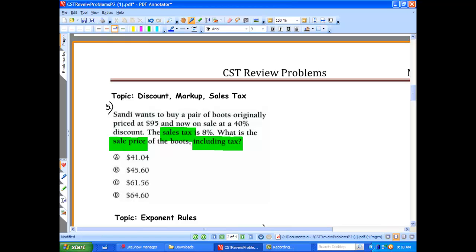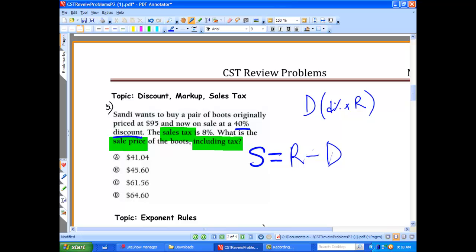First, we have a 40% discount. That means we have a sale price. Our sale price, if we use the formula, is our original price or retail price, and we subtract our discount. Our discount is going to be the percent of our discount times our retail price. So you're going to do a little side work to find that amount.